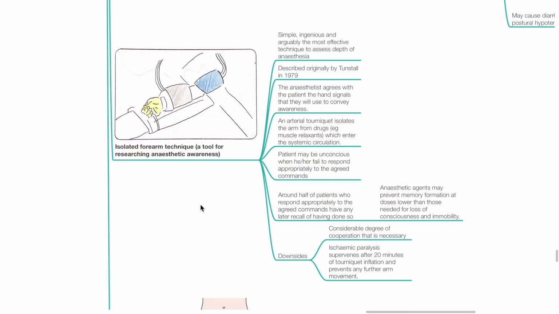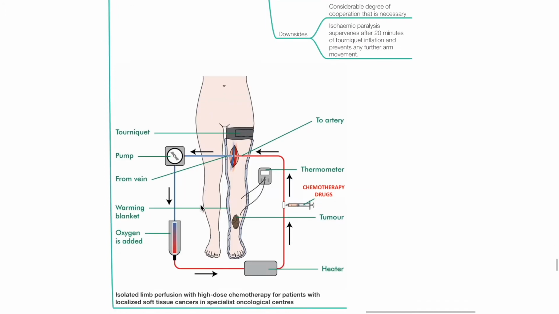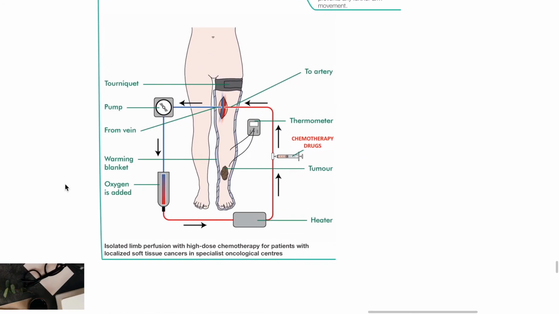Around half of the patients who responded appropriately to the agreed commands have no later recall of having done so, as anesthetic agents may prevent memory formation at doses lower than those needed for loss of consciousness and immobility. Downsides of this technique: a considerable degree of cooperation is necessary, and ischemic paralysis supervenes after 20 minutes of tourniquet inflation, and this prevents any further arm movements. The arterial tourniquet is also used in isolated limb perfusion with high-dose chemotherapy for patients with localized soft tissue cancers in specialist oncological centers.